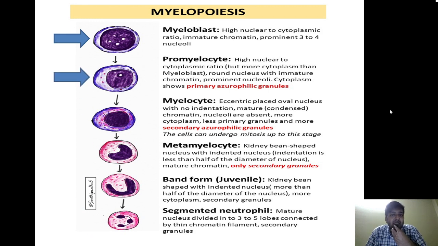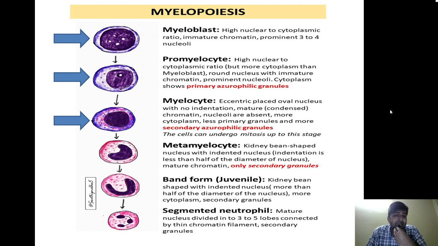That is followed by the stage of a promyelocyte, where there is a higher NC ratio. There is more cytoplasm compared to your myeloblast, and the immature chromatin is still there, prominent nucleoli are there, but the classic important thing of a promyelocyte is the presence of abundant primary azurophilic granules. That is followed by a stage of myelocyte.